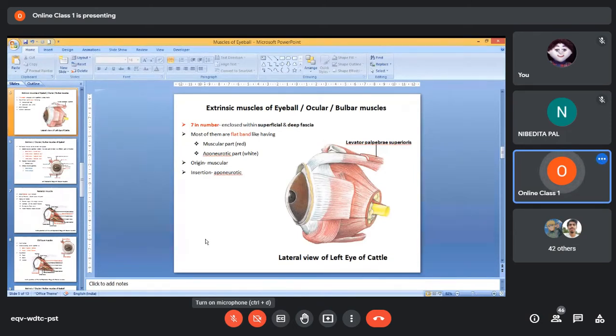That means the connective tissue of these muscles, which is derived from the endomysium, perimysium, and epimysium, will form a white sheet-like structure in the case of ocular muscles. So they always have an aponeurotic insertion. Most of these muscles are flat and band-like, and they will have a muscular part and an aponeurotic part.